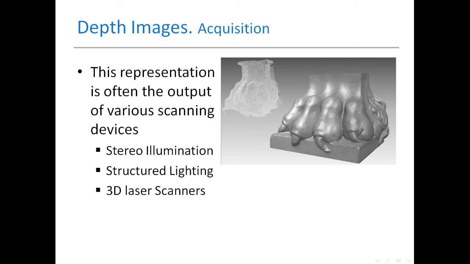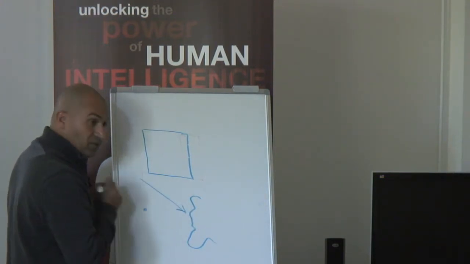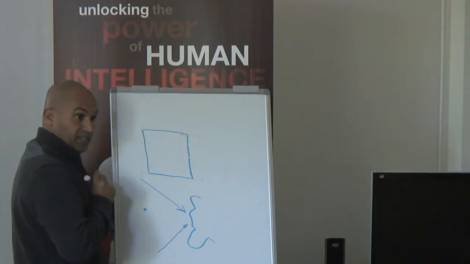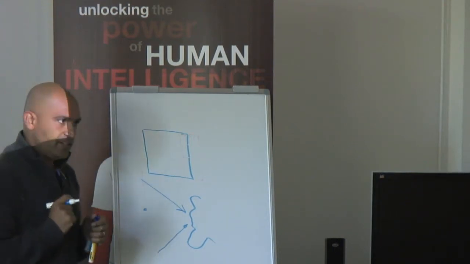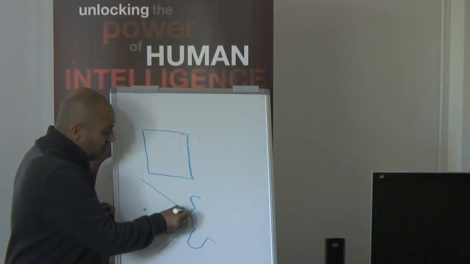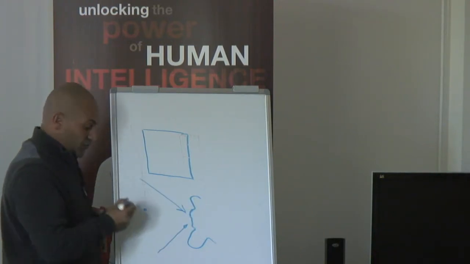With one of these techniques, the capturing device will be at some point here. If this is my domain, for example, and I have my device, I'll illuminate from this position and take an image, and then illuminate from this position and take an image. Usually two positions are not enough, you need at least four. Then, based on the diffuse illumination in the image, we try to estimate the depth from the camera.